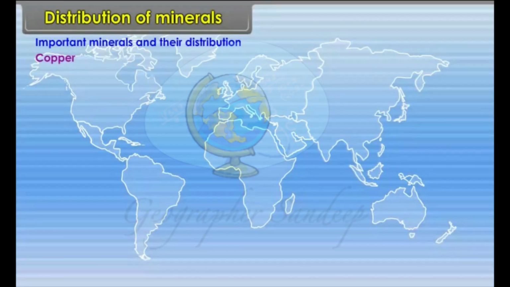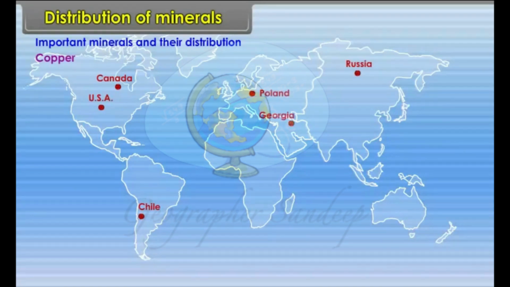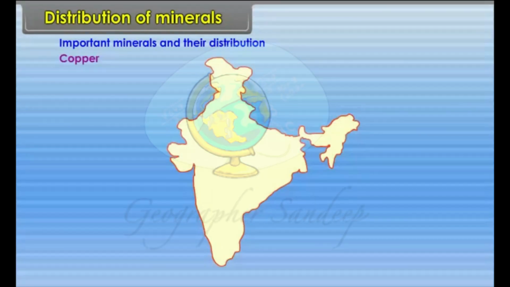Location, world: Chile, USA, Canada, Poland, Russia, Georgia, Armenia, Congo and Zambia. In India: Jharkhand and Rajasthan.